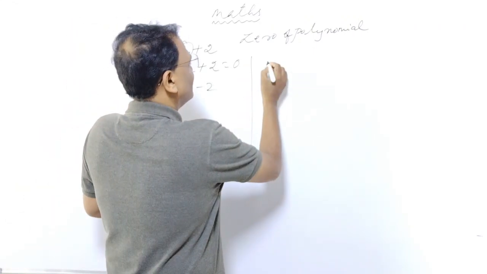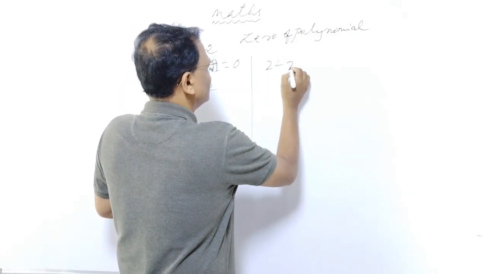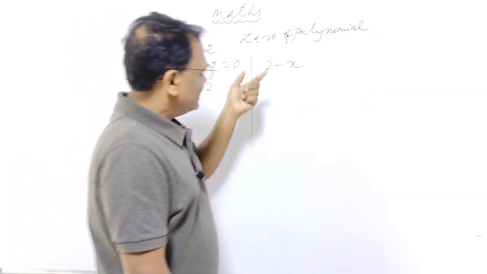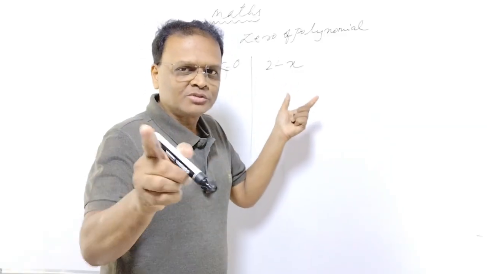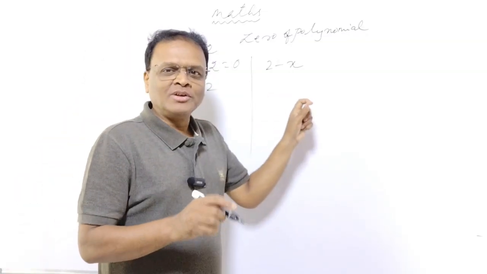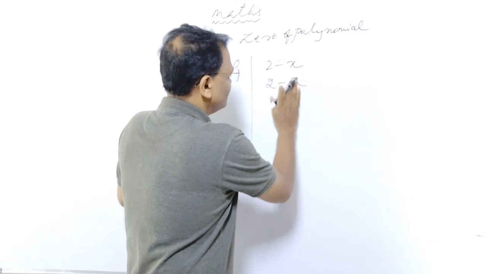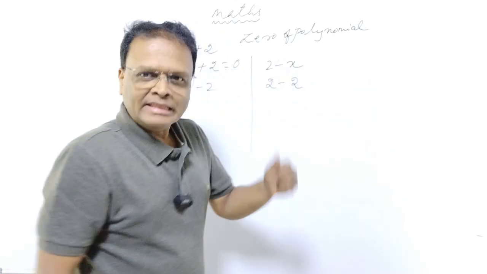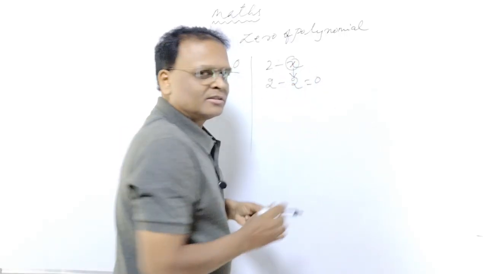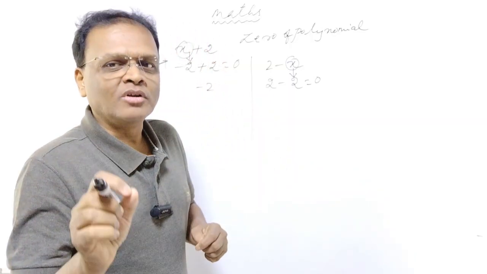Second example. You tell me, 2 minus x. What will be the value of x so that this expression, this polynomial, becomes 0? Instead of x, what should I write so that this expression becomes 0? If I write 2 instead of x, this becomes 0. So instead of x, what have I written? I have written 2. So this 2 is called the 0 of the polynomial.